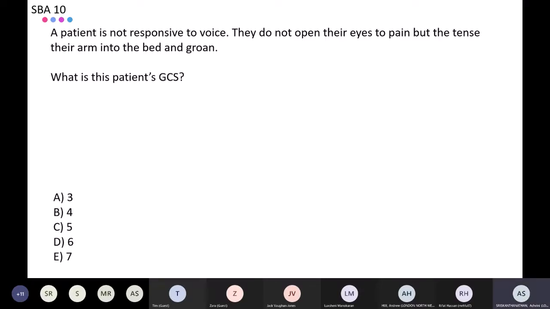Okay, next question. So the patient is not responsive to voice. They do not open their eyes to pain, but they tense their arms in bed and groan. What is the patient's GCS? So I'll give you about 30 seconds. Might give you a bit longer than that actually, just so you can work it out.